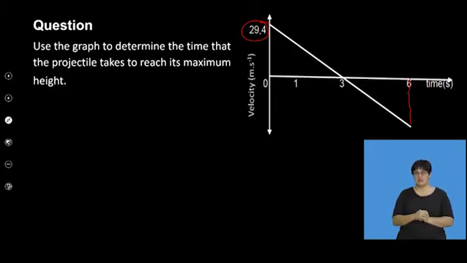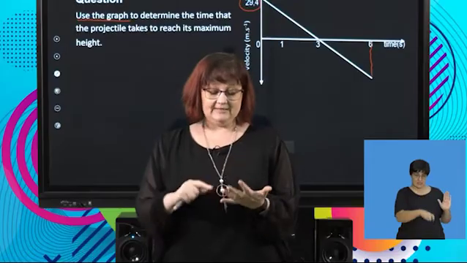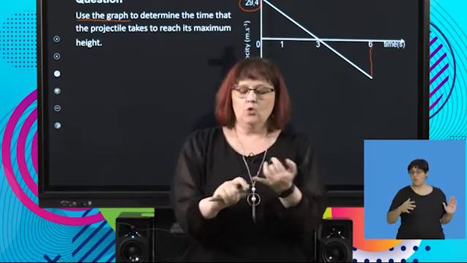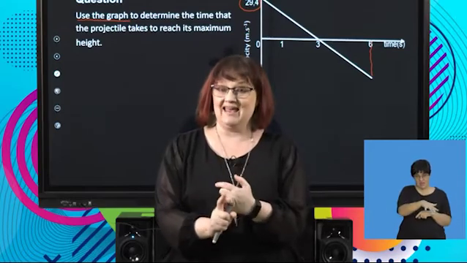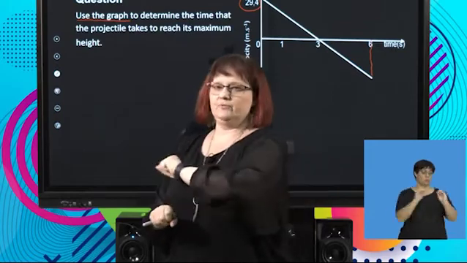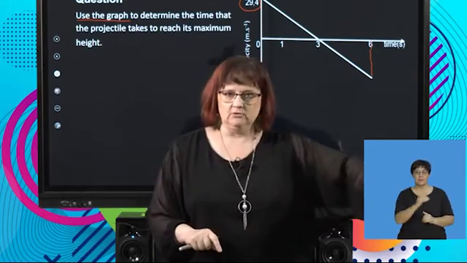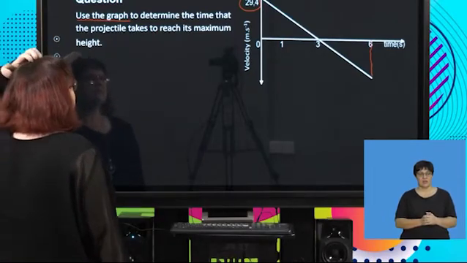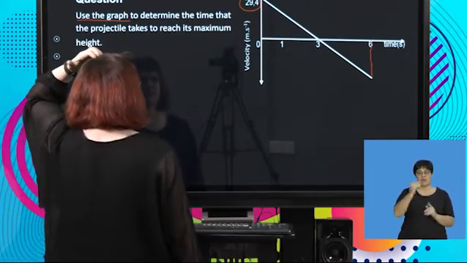Then they say use the graph. Here, we need to be careful. When they say use the graph, it means that either you're going to need to use the gradient of the graph, or you are going to need to use the area of the graph. It doesn't mean take the information from the graph and plug it into the equations of motion. It means interpret the graph. Very important. They want to know the time that the projectile takes to reach its maximum height.